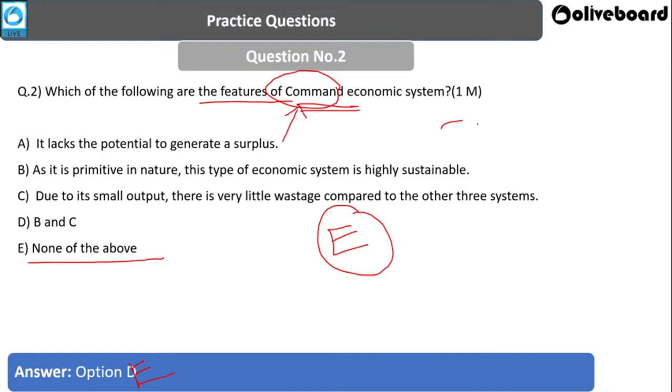So remember that all these three statements are talking about traditional economic systems. It is not command economic, right? So if the question was asking about which of the following are the features of traditional economic system, all of them would be correct. But it is asking about the features of command, which is incorrect.